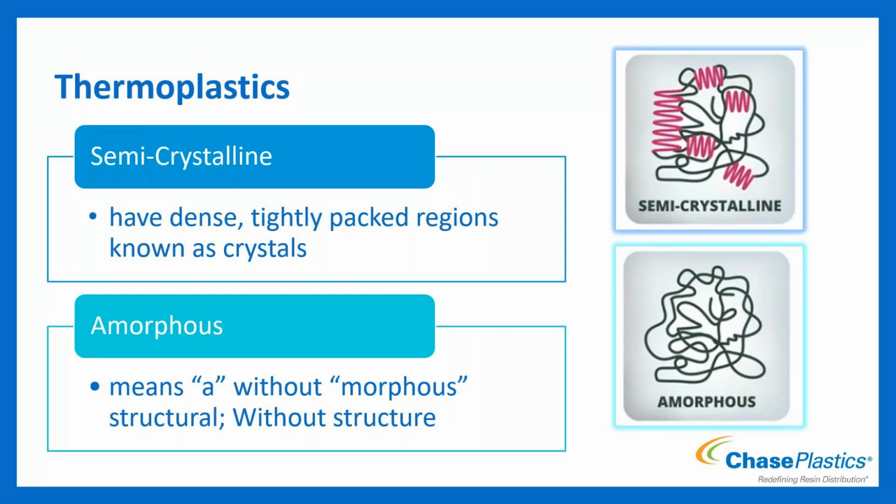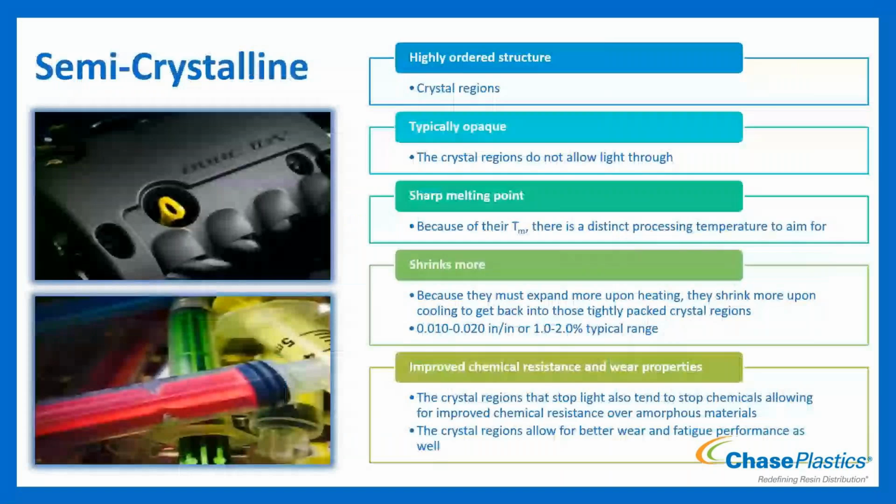Okay. So semi-crystalline materials, again, they have areas of tightly packed ordered regions. So highly ordered structure, they have their crystal regions. And so what typically happens then is they are typically opaque. There are some materials where they might have crystallinity and they can be transparent, but generally speaking, they tend to be opaque. We do not see through them. Generally, the crystal regions don't allow the light through super well. So the more crystal regions it has, the less it wants to allow the light through. So they're almost always opaque.